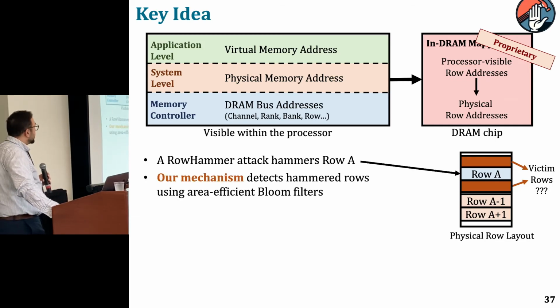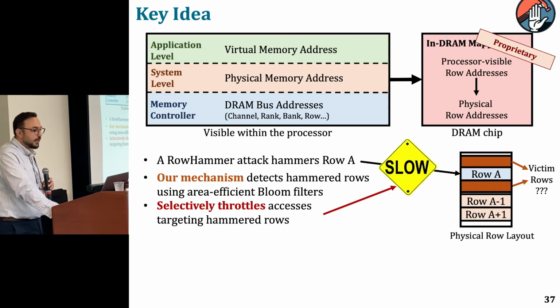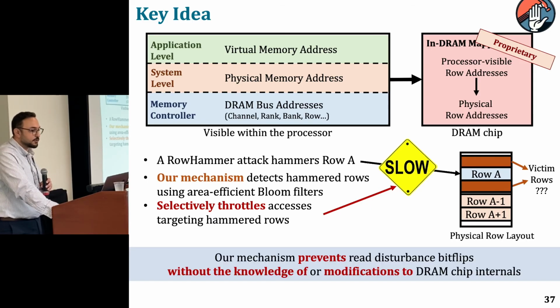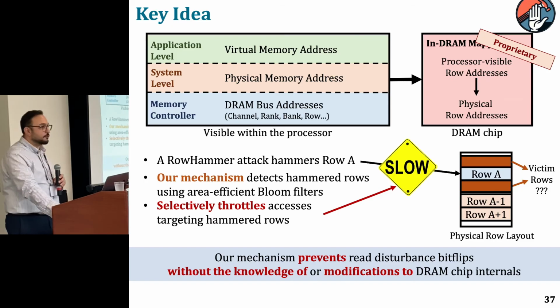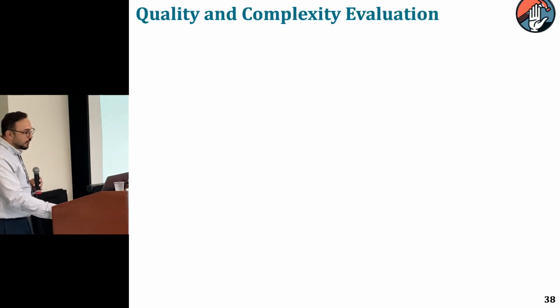So what we propose is that we detect hammered rows using area-efficient Bloom filters, and we selectively throttle the accesses targeting these hammered rows, so that we do not actually need the victim row address, because we already make sure that this particular row is not activated enough number of times to induce bit flips. And by doing so, we prevent disturbance bit flips without knowledge of or modifications to DRAM chips.